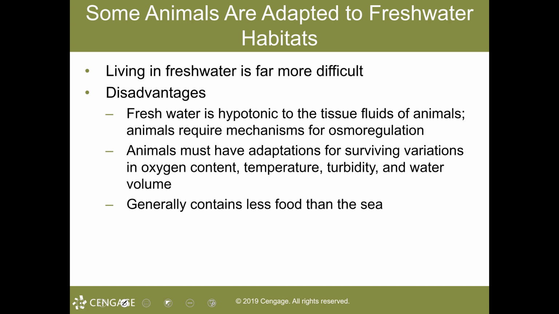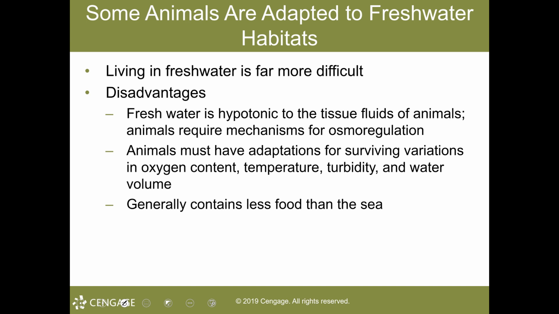Freshwater is hypotonic to tissue fluids of animals, so water tends to move into the body by osmosis. So to survive in this habitat, freshwater species must have mechanisms to remove excess water while retaining salts. By way of osmoregulation, class, this of course expends energy. So they must expend energy to maintain the appropriate osmoregulation.